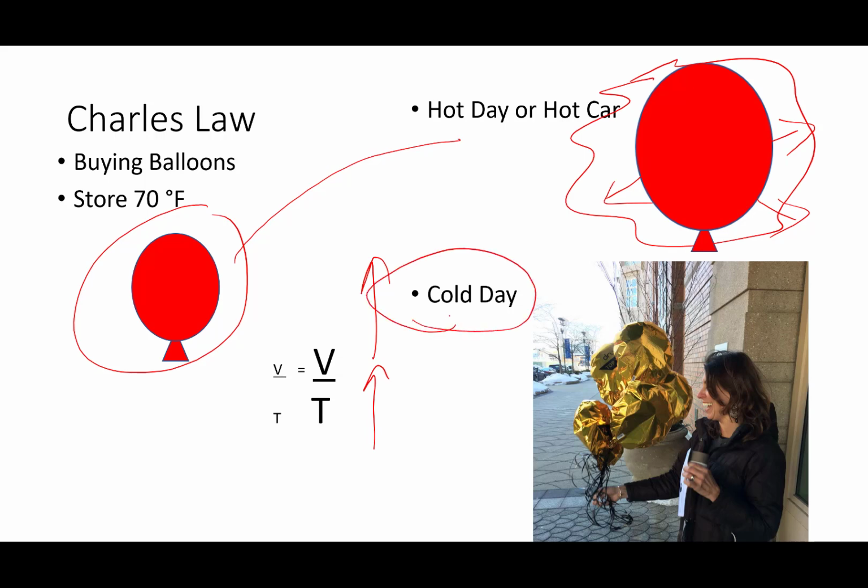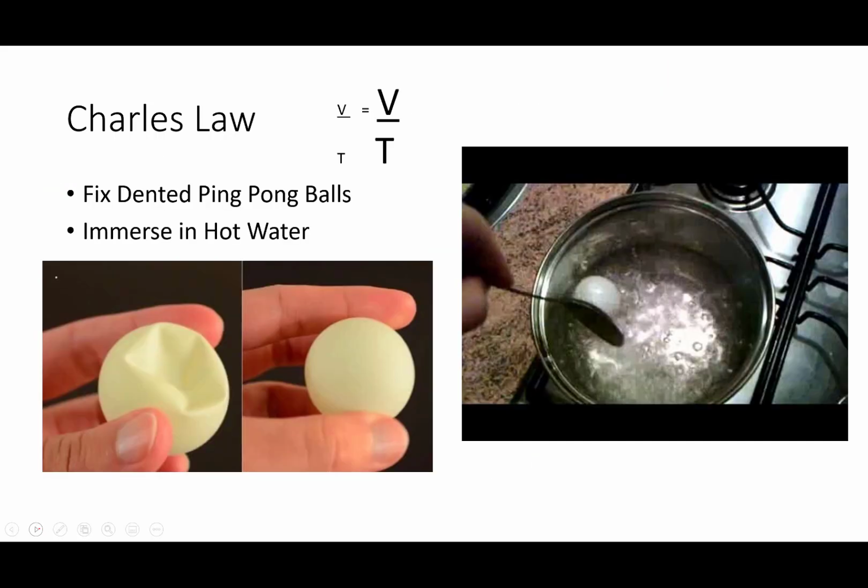If you take them outside on a cold, cold day, they will shrivel up and they're going to be sad little balloons, because when temperature goes down, volume goes down. But you take the balloons back into a nice warm house, they expand and they're pretty again, and you can give them to your sweetie.